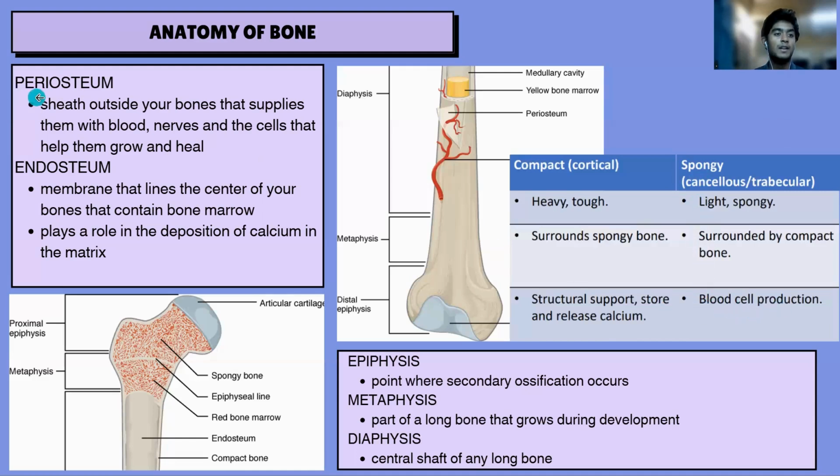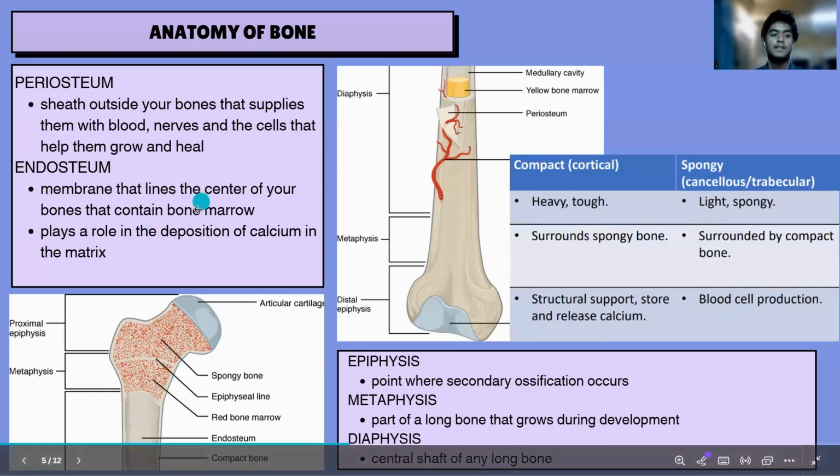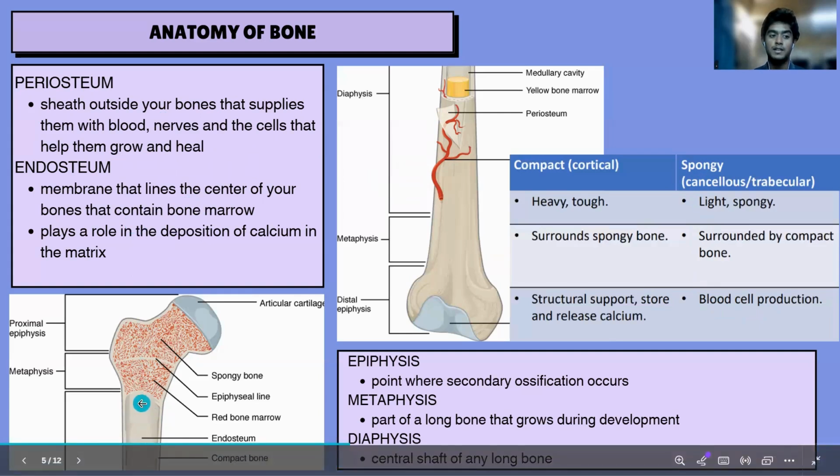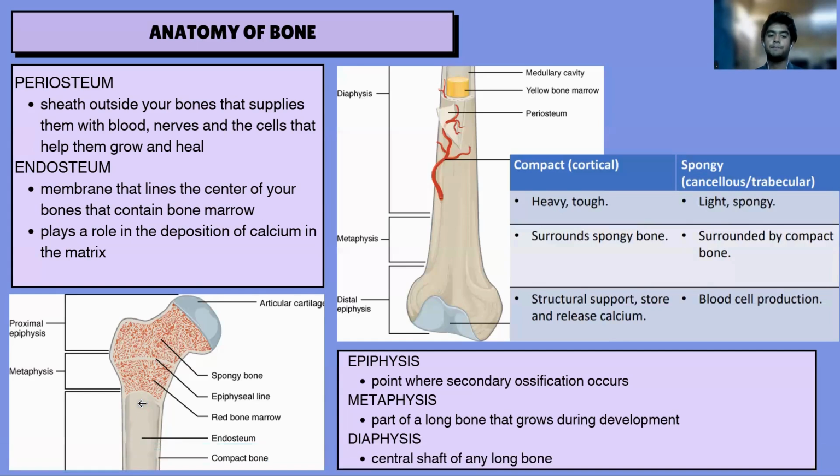Next, there is the periosteum layer over here. It is the sheet outside your bones that supplies them with blood, nerves, and cells which help them grow and heal. We will talk more about the cells later on. Next, there is also the endosteum, which is a membrane that lines the center of your bones, which contains the bone marrow. This endosteum plays a role in deposition of calcium in the matrix.